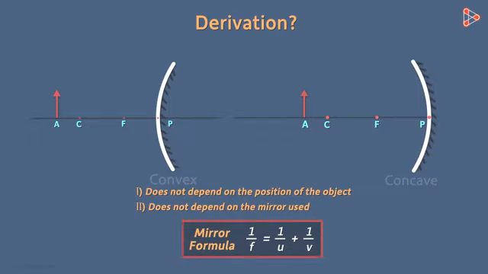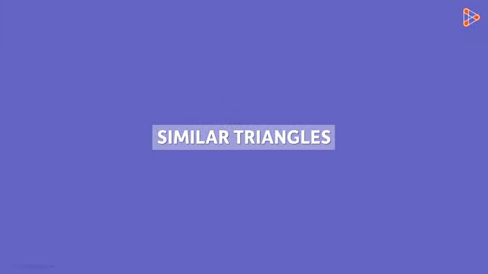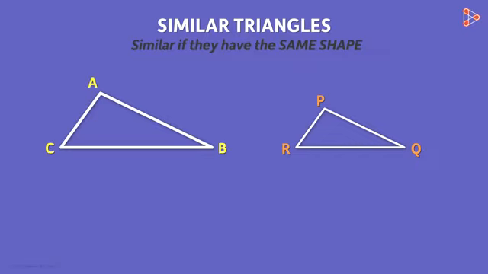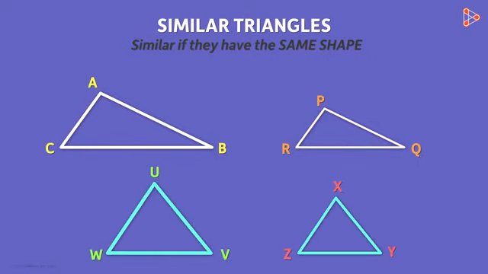In order to derive this formula, we need to know only one thing, and that is the concept of similar triangles. You must have come across similar triangles many times in our math class. So let's review that first. In simple language, triangles are said to be similar if they have the same shape. For instance, these two triangles are similar since they have the same shape. This triangle is just a scaled down version of this. These two are also similar triangles.